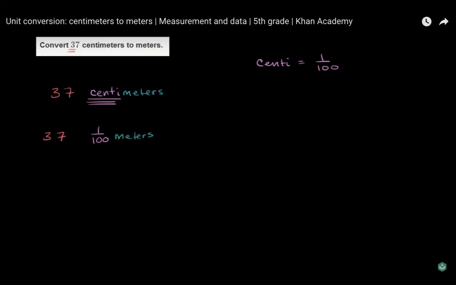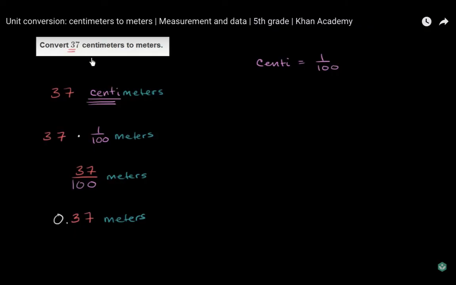So what are 37 hundredths of a meter? Well, that's going to be 37 hundredths of a meter, which can be rewritten as, if you wanted to write it as a decimal, that's 0. You could view it as 3/10 and 7 hundredths, or 37 hundredths. So 0.37 meters.